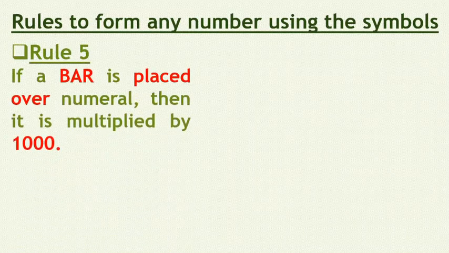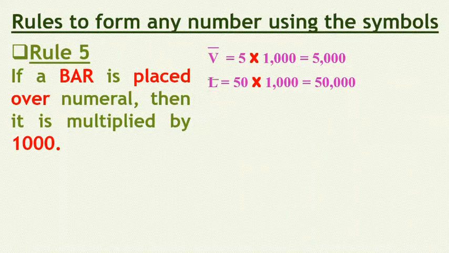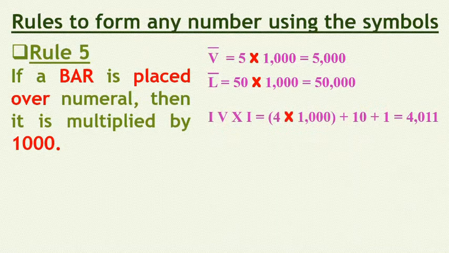Rule number 5. If a bar is placed over a Roman numeral, then it is multiplied by 1000. Example: V with a bar upon it equals 5 into 1000, which equals 5000. L with a bar upon it equals 50 into 1000, which equals 50,000. IV with a bar upon it and with XI equals (4 into 1000) plus 10 plus 1, which equals 4011.